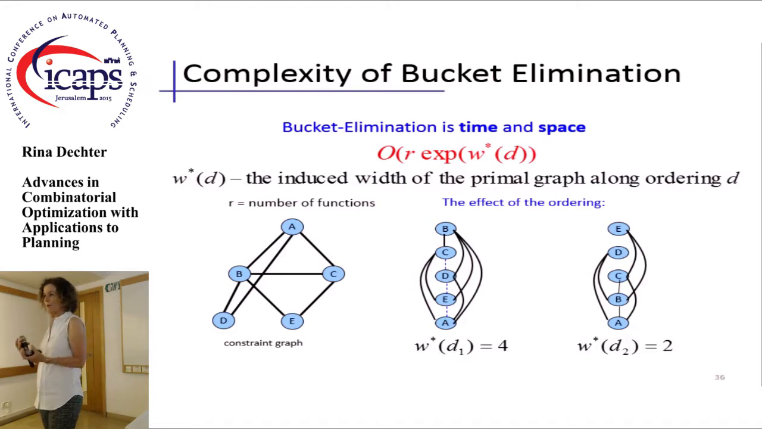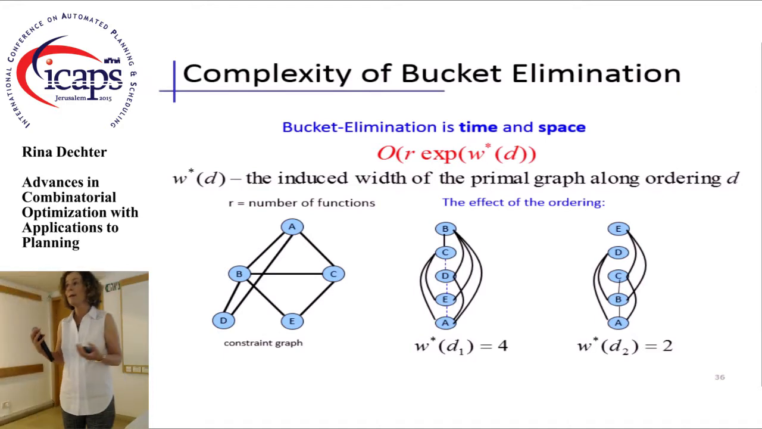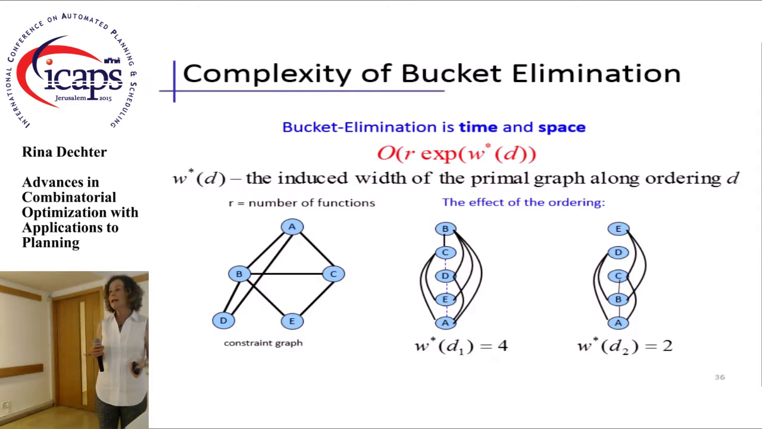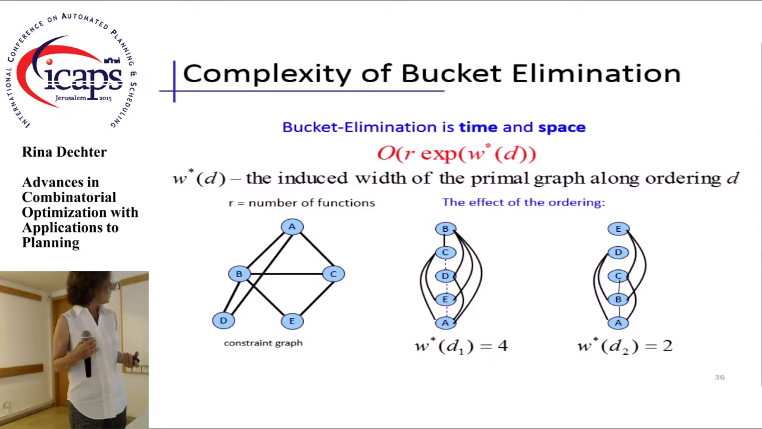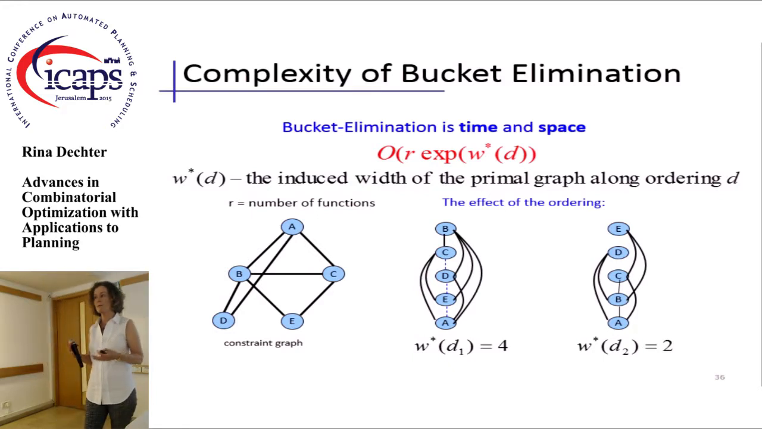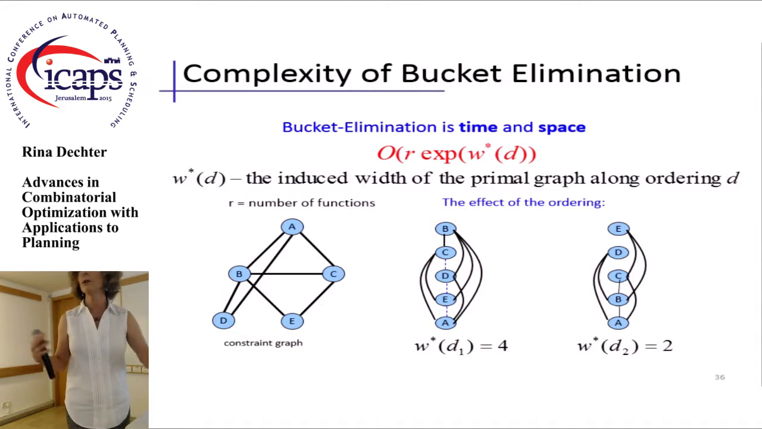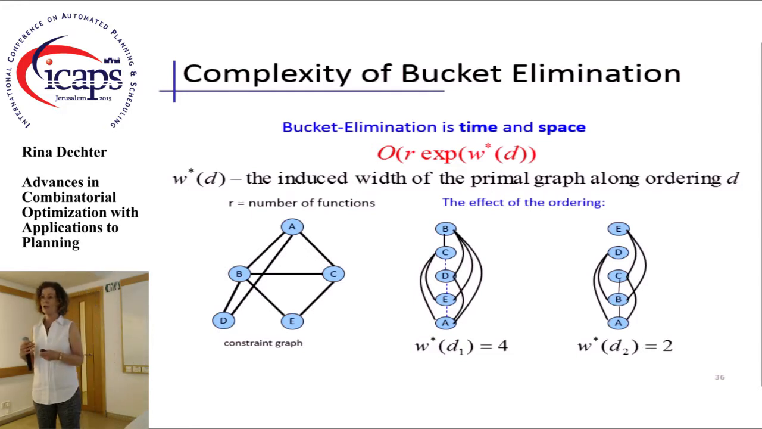So almost all the problems, even graphical properties that we encounter, are always to find the best one is NP complete. But it's really very easy to have some greedy algorithm or some approximation algorithm and to verify what is the induced width of your ordering a priori. So a priori, you know, for a candidate ordering, what will be the complexity of doing this bucket elimination algorithm.